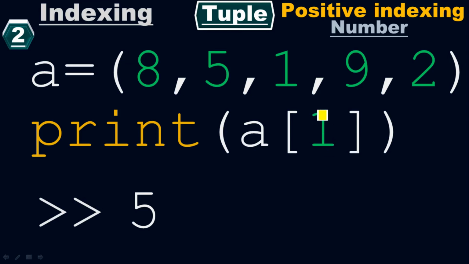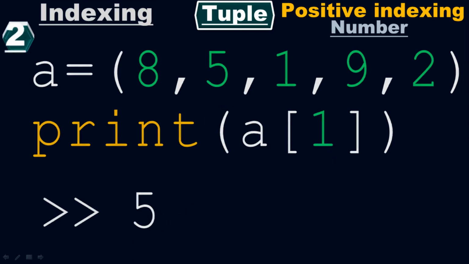Therefore, for the indexing number you have to put the closed bracket. Never make the mistake of using parentheses. You will get an error. So for the indexing, like A of 1, you have to put the closed brackets. Whatever indexing value you put there, you have to include it inside the closed brackets. Since at index 1 we have 5 here, it returns 5 in the final output.